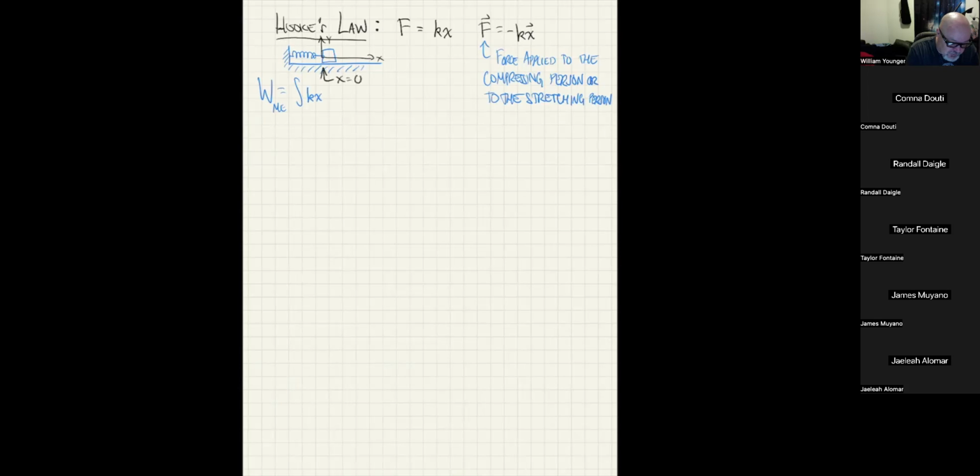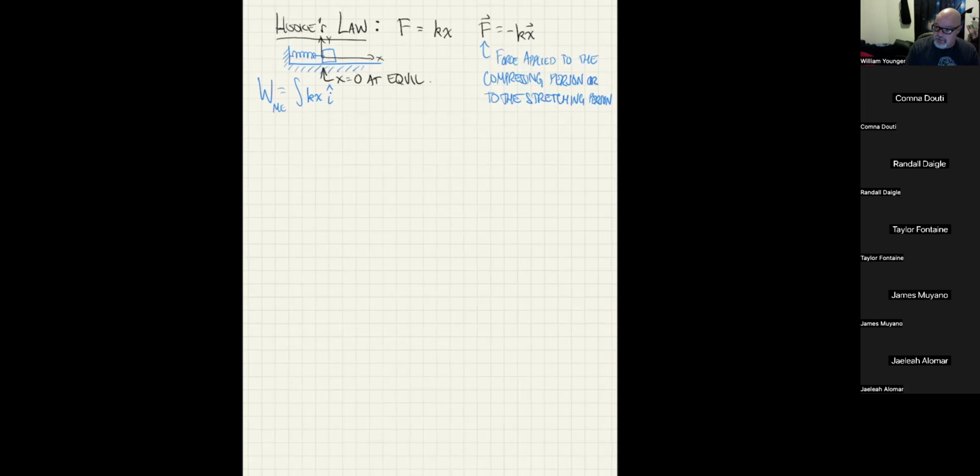X equals 0 at equilibrium. I'll just call it that. Okay. So when I do that, I'm going to say F equals KX. I'm pulling that in the I hat direction. That force is in the positive I hat direction because that's the force that I applied.